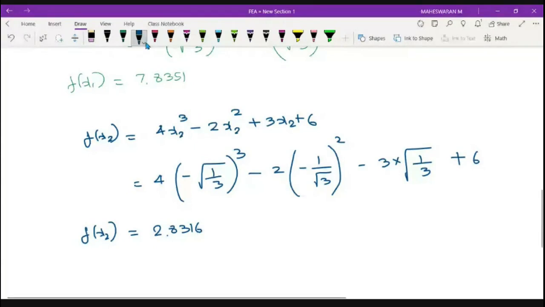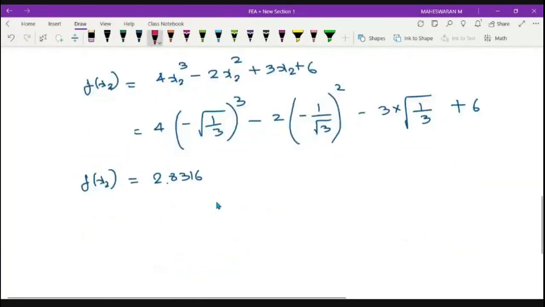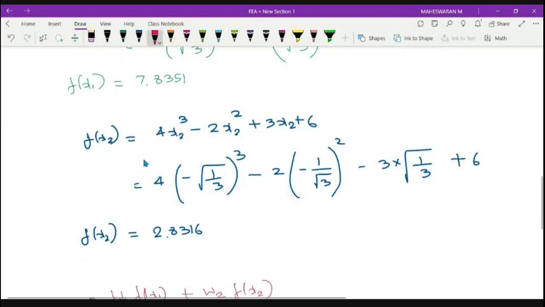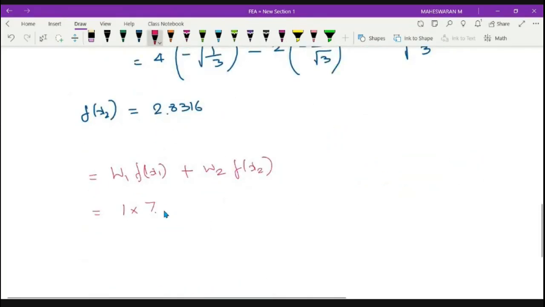2.8316. Okay, thank you. So now we got all these things. Only thing is I have to identify what is my answer related to that. So it is w1 f of x1 plus w2 f of x2. W1 is 1, f of x1 is 7.8351, plus w2 is 1 into 2.8316. Just add these two. Tell me what will be the value.